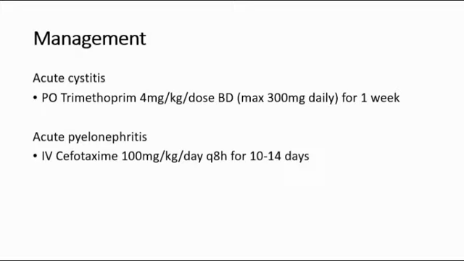For management of UTI, it is different for acute cystitis and acute pyelonephritis. So for acute cystitis, we can give per oral trimethoprim for 1 week. Whereas for acute pyelonephritis, we need to give IV cefotaxime for 10 to 14 days. And for this pyelonephritis, we repeat the culture within 48 hours if there is poor response to treatment.